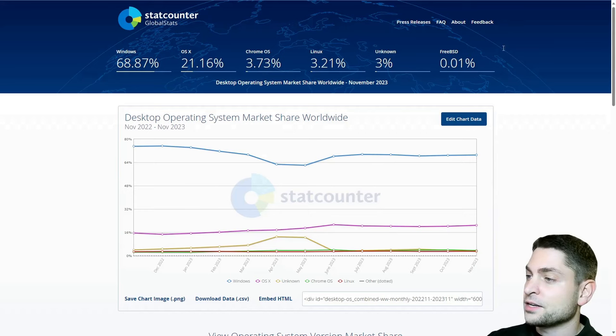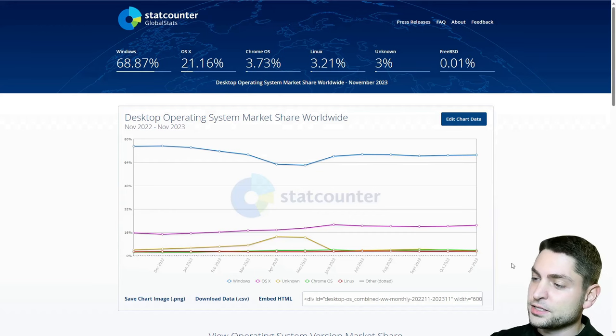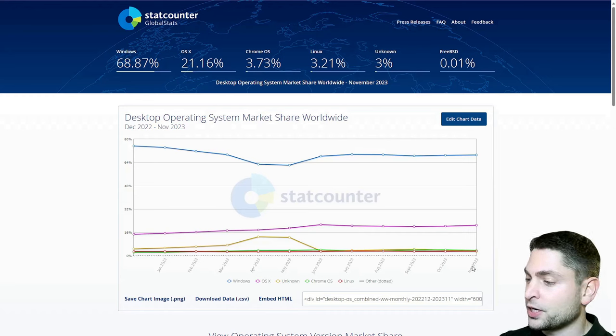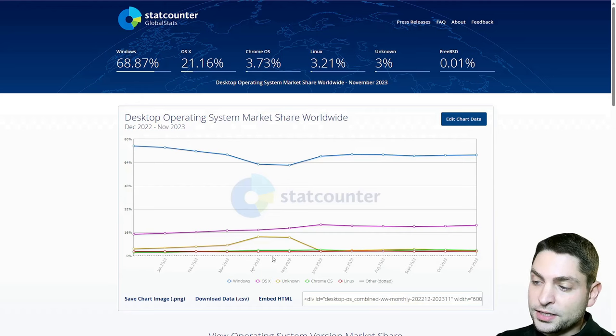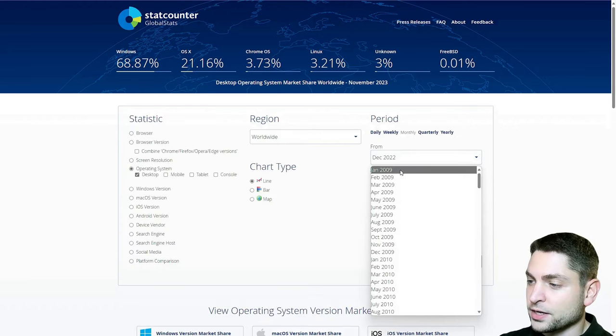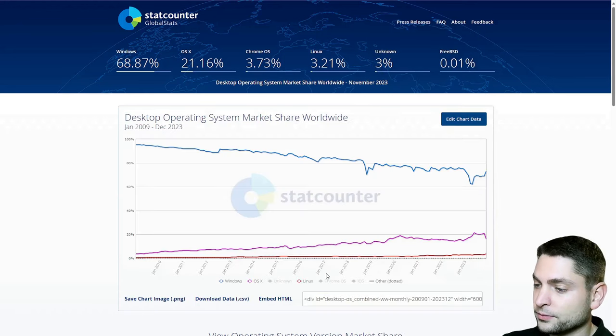Now both Linux and FreeBSD market shares are very low in comparison to Windows or macOS for instance, but FreeBSD is so low that it's not even listed here on the chart. So this here is a 1 year chart. As you can see, here is Linux, the red one, the green one is Chrome OS, here is macOS and here is Windows. And then down here at the bottom, this dotted line, those are the others and FreeBSD is one of the others.